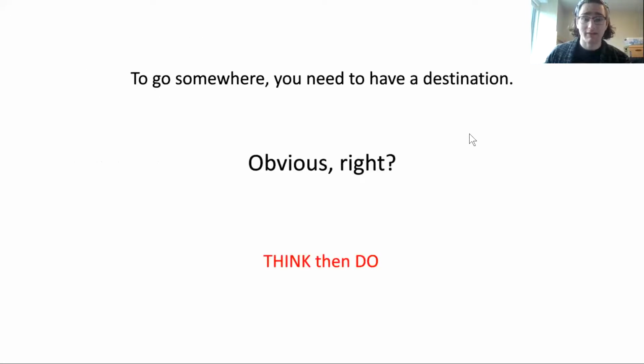So objective planning, to go somewhere, you need to have a destination. Obvious, right? If you're going to go to the store, you need to know that you're going to the store, or else you're going to end up at the library or at somebody else's house or something. You got to know where you're going. This is an example of thinking, then doing. You think, oh, I need to go to the store. So then you go to the store.